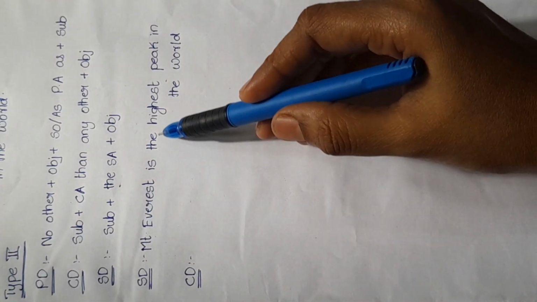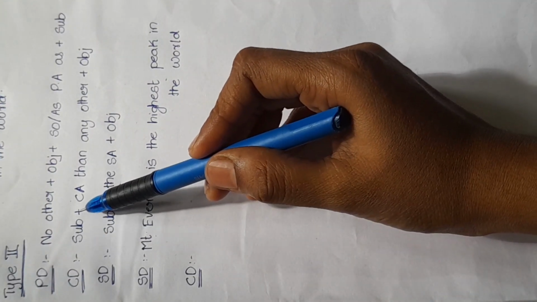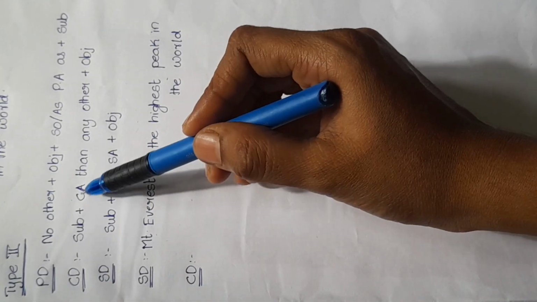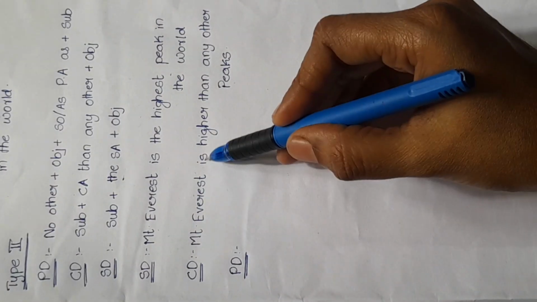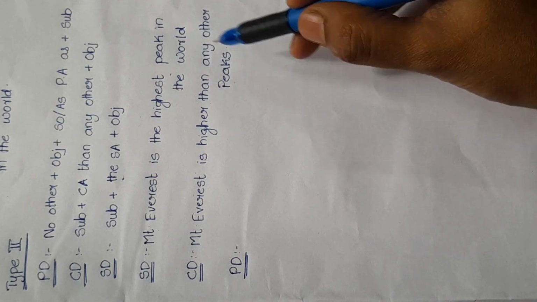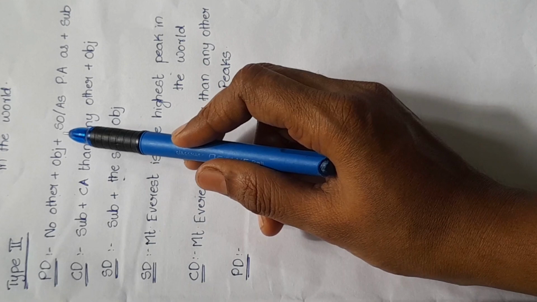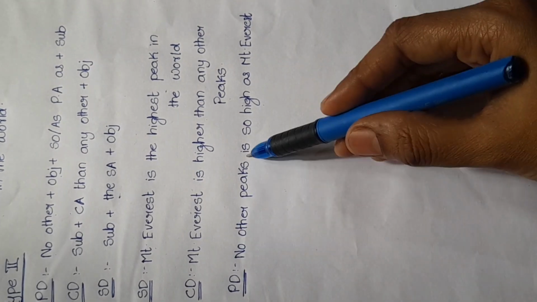Let us see an example. First one, Mount Everest is the highest peak in the world. For the comparative degree it is Mount Everest plus comparative adjective, for highest it is higher. Mount Everest is higher than any other mountains in the world. Mount Everest is higher than any other peaks. Now the positive degree, no other peaks is so high as Mount Everest.